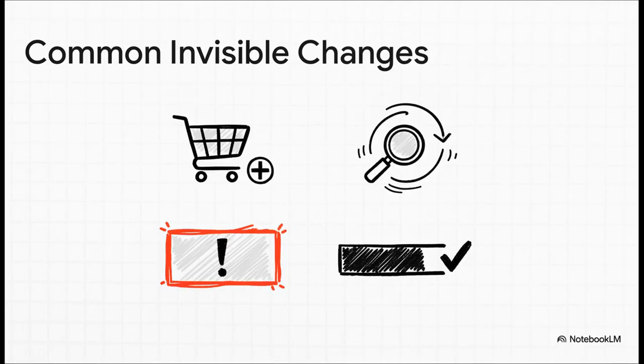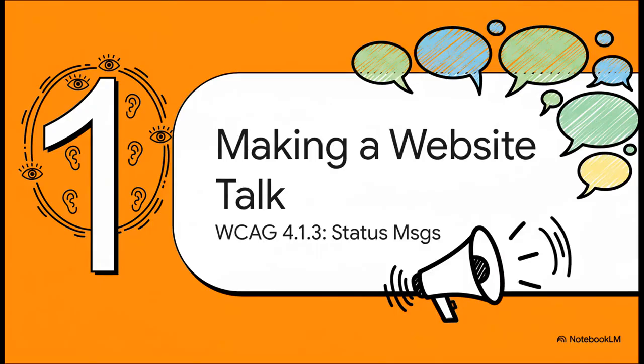This kind of silence is everywhere on the modern web. A little message pops up saying, "Item added to cart," or your search results refresh without the whole page reloading. Maybe a little red border appears around a form field with an error. Sighted users see these things instantly, but to assistive technology, if it's not coded right, it's like it never even happened. So how do we fix this silent web?